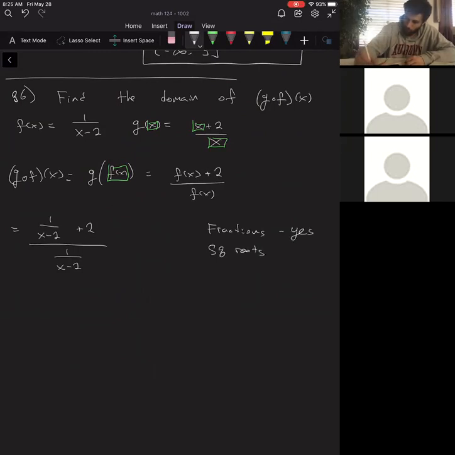Fractions, yes. We see several of those. Square roots, no. So the fractions, what do we see? Well, this entire thing's a fraction. Here's the bottom of that fraction. So we have to have 1 over x minus 2. This is not allowed to be 0.